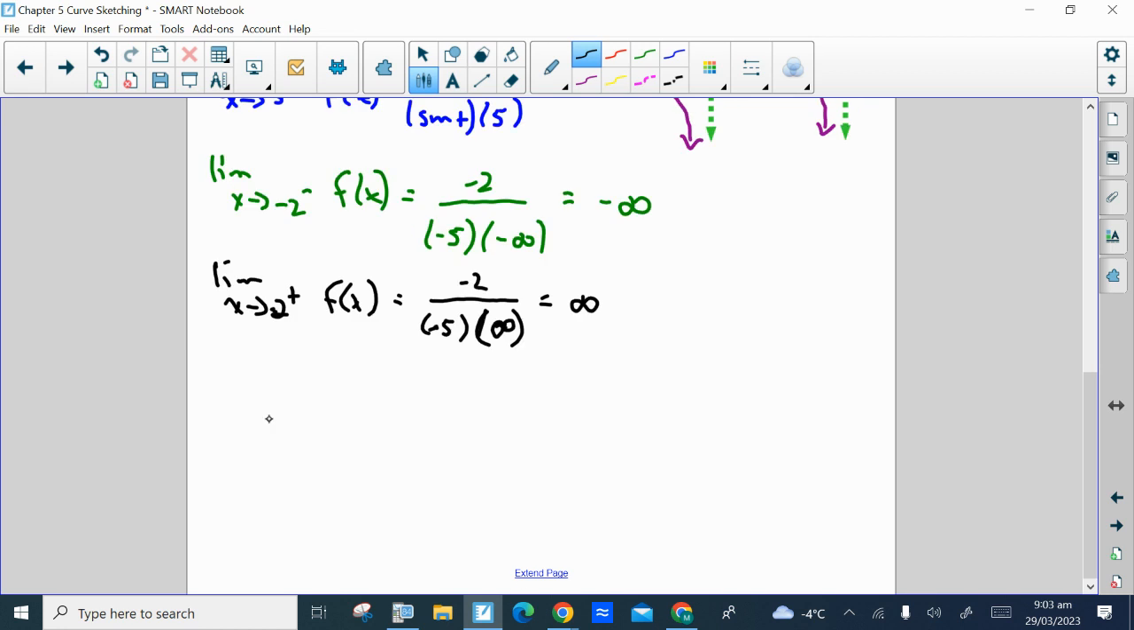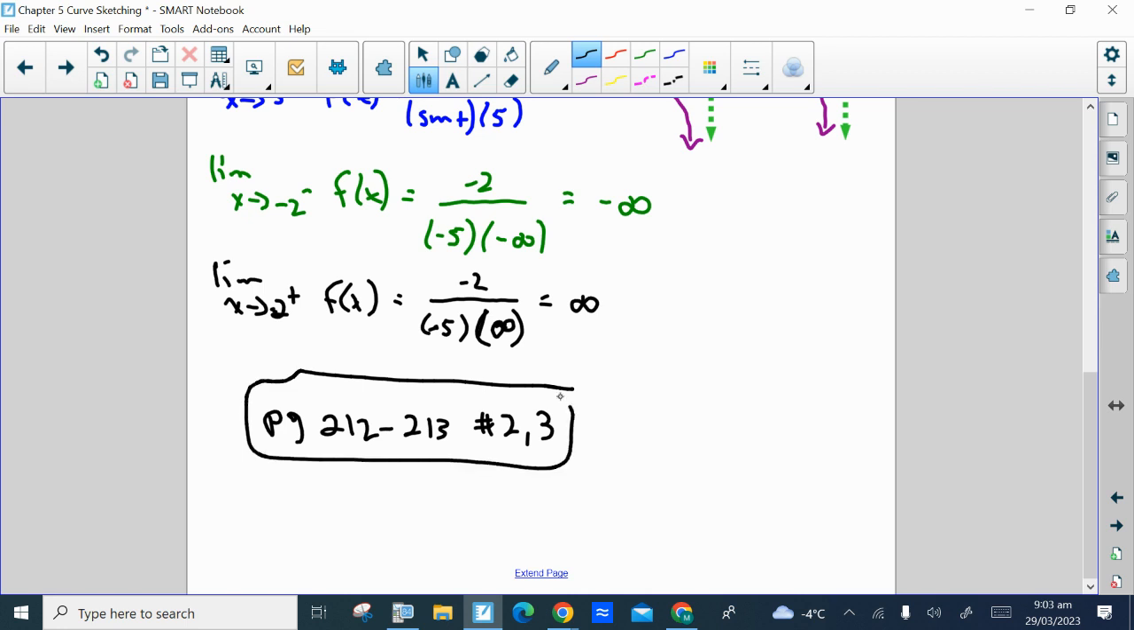What you can work on for practice is page 212 to 213, questions 2 and 3. I will post these solutions to Google Classroom so you can check to make sure you're on the right track. Remember, after this chapter, we'll have our next exam that'll cover extreme values and curve sketching. Okay?